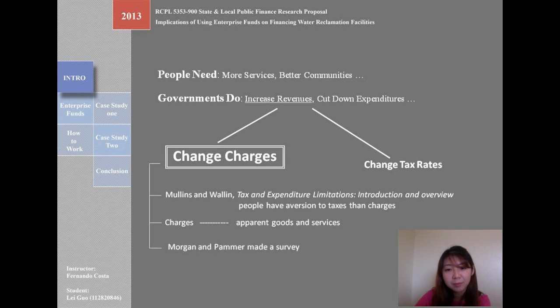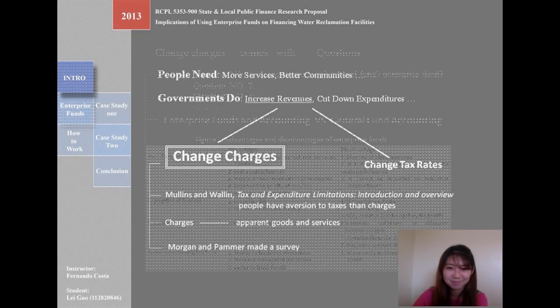Morgan and Palmer made a survey in 1993. This survey tells that more than 87% of cities increased or added their user fees in order to get more revenues.